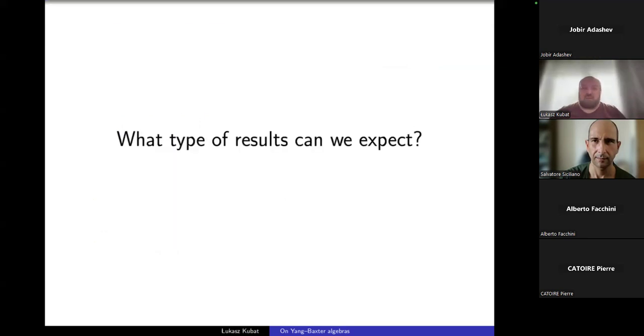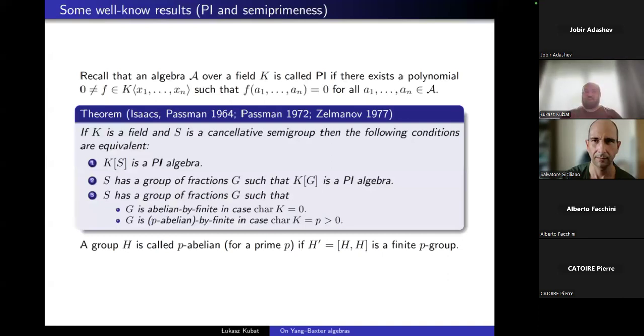So the general question is what type of results we can expect. And before we proceed to Yang-Baxter algebras, I will try to sketch some classical results which are known. Just recall that an algebra over a field is called PI, provided there exists a non-zero polynomial in non-commuting variables such that the evaluation of this polynomial at arbitrary elements of our algebra vanishes.